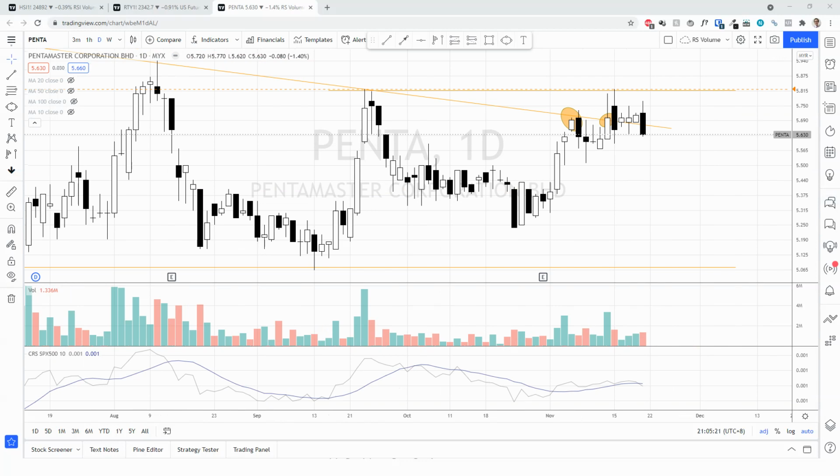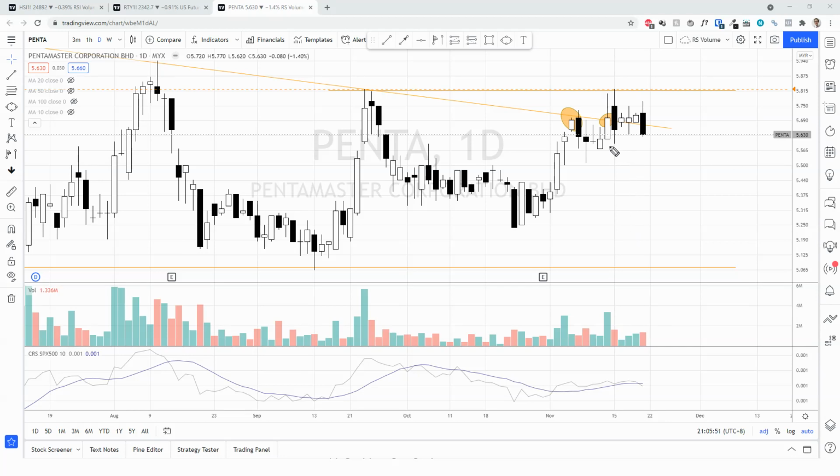At this point, what I like about this is there are quite a few tests. First, second, third. In terms of the reaction, this is the first reaction, second reaction. Look at this, this is the third reaction. It's the strongest reaction, or the better reaction that we have had from this. So this is what I like about Penta.